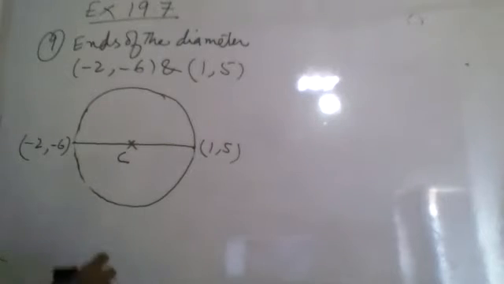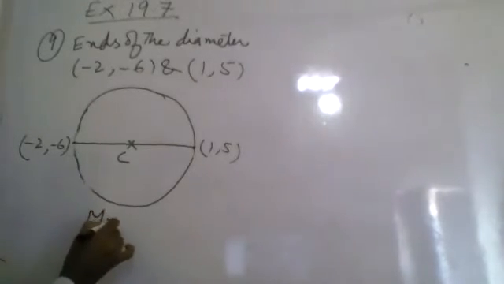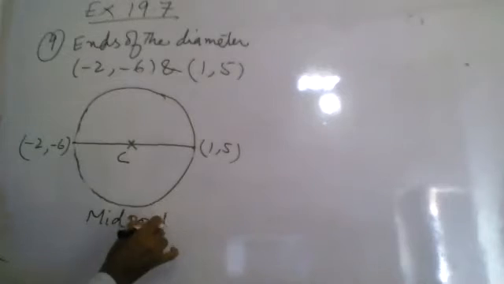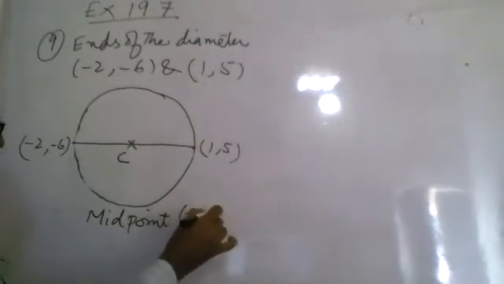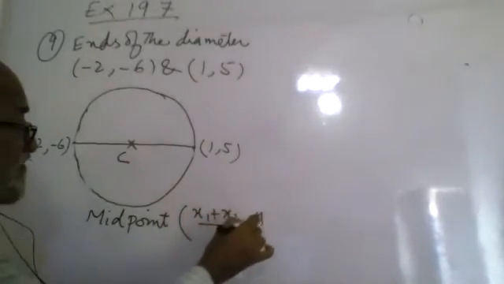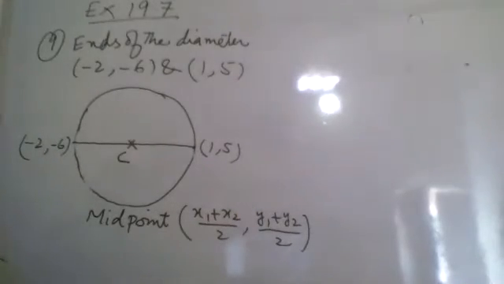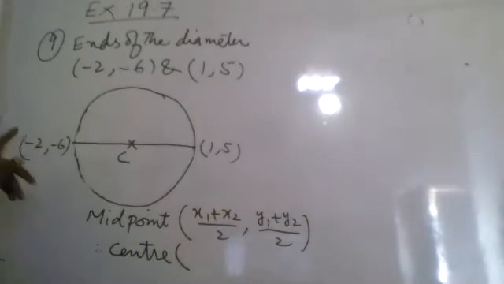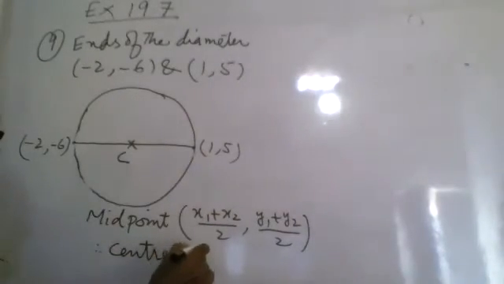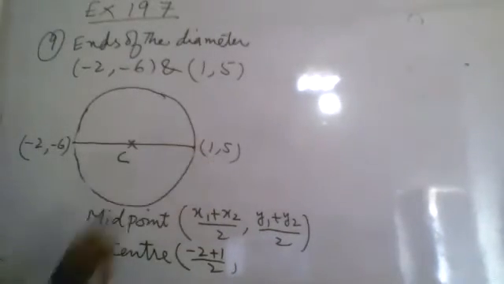So what is the midpoint formula? (x1 plus x2) upon 2, comma, (y1 plus y2) upon 2. This is the midpoint formula that will be used to find the center. So we will find the center. Therefore, (minus 2 plus 1) upon 2, comma, (minus 6 plus 5) upon 2.